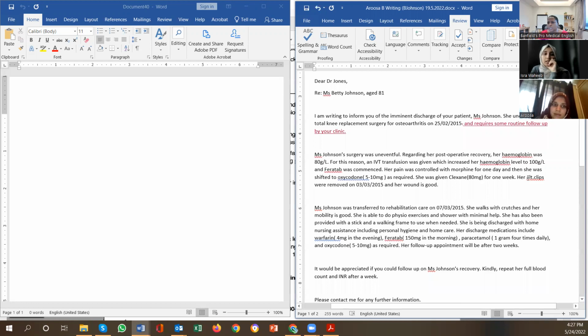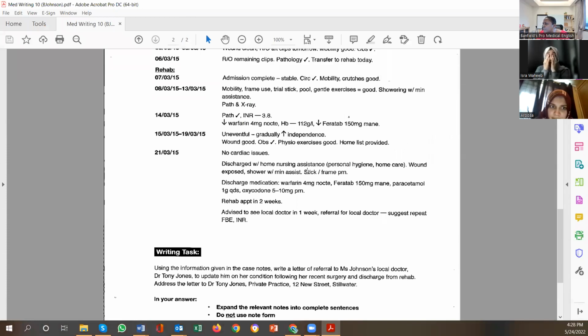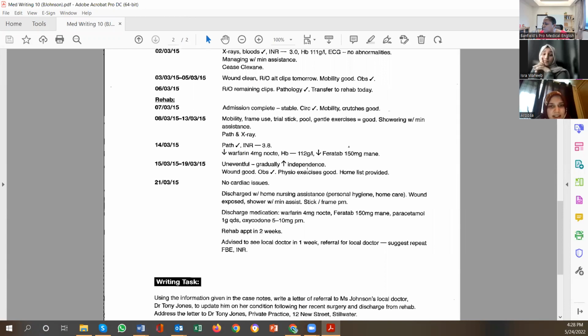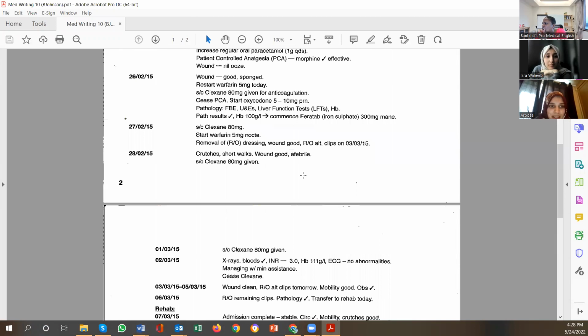I am sure that she didn't understand it, I didn't understand it. So this is from the case notes? Yeah. Hold on, let me see. It was mentioned in 2 places, ALT clips. I googled it, but I couldn't understand, so I just copied from the case notes. Oh, removal of something, dressing. Yeah, removal of something. ALT clips. I don't know what they are. What I wrote is removal of ALT clips.